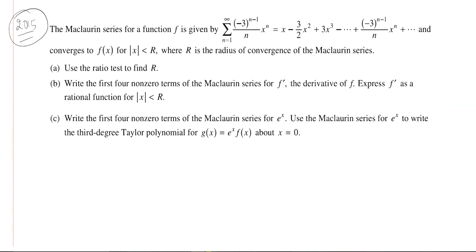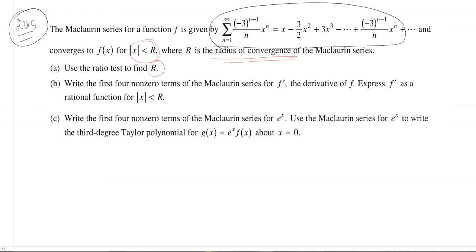So the first thing is you've been given a Maclaurin series for a function, and you've been given the expansion and all that good stuff for the function. So here's your series. You've been told that it converges for some x within some r, where r is the radius of convergence. First thing is, we're going to use the ratio test to find r. So it tells you what test to use to find r. That makes life easy.